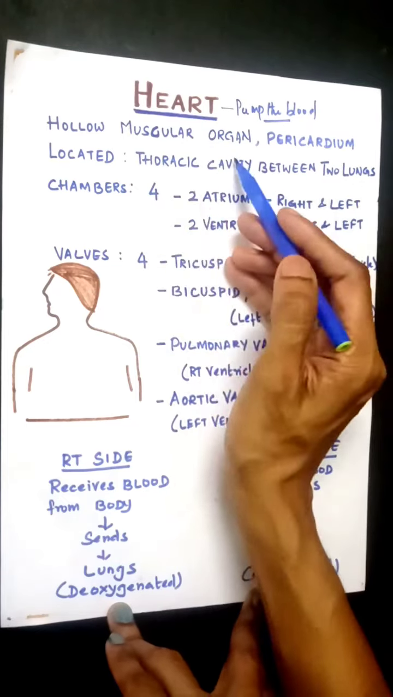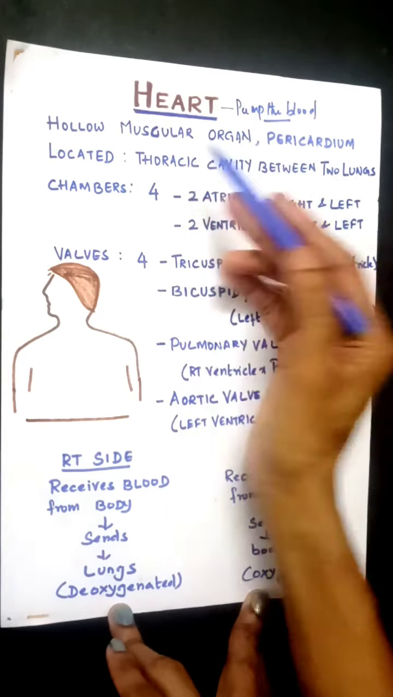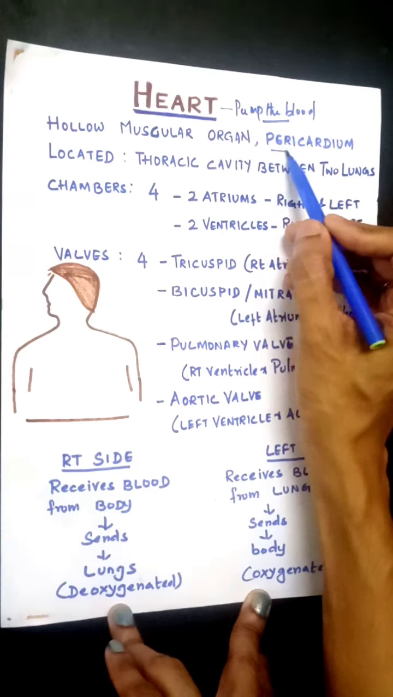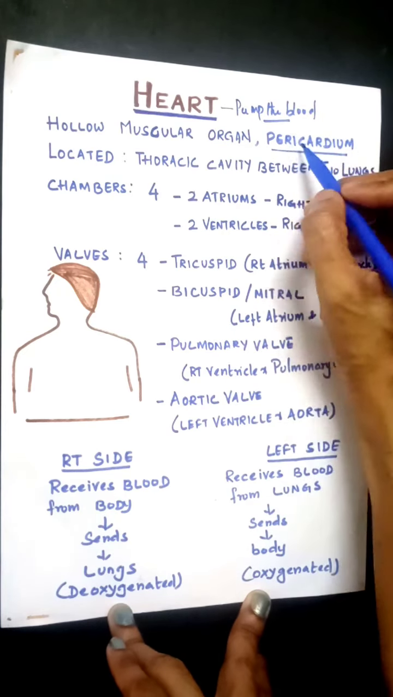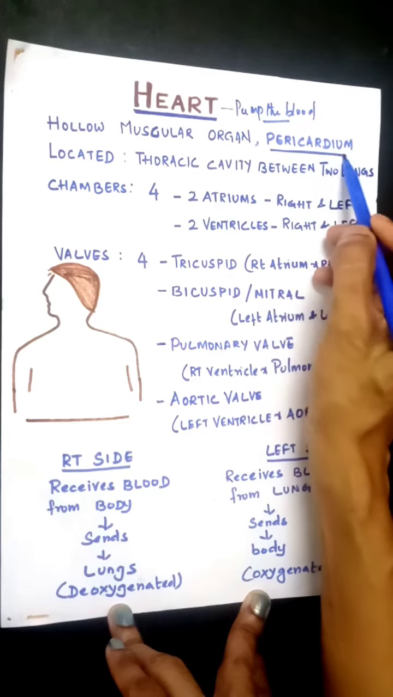It is a hollow muscular organ. This is totally made up of only muscles, and the heart is covered by a covering membrane called pericardium. So all the internal organs have a covering, and the covering of the heart is called pericardium.